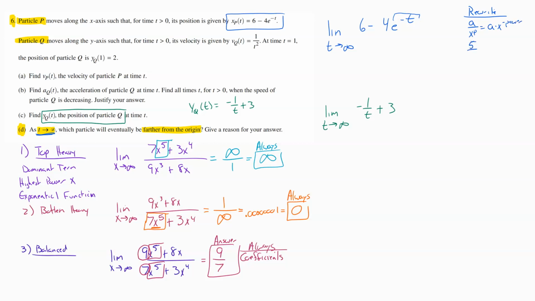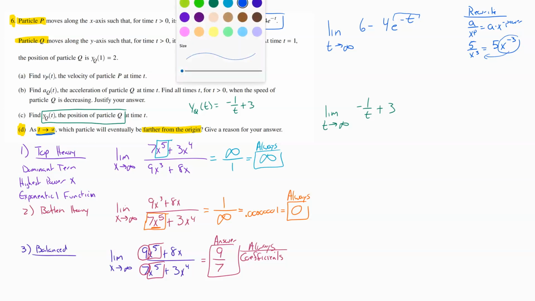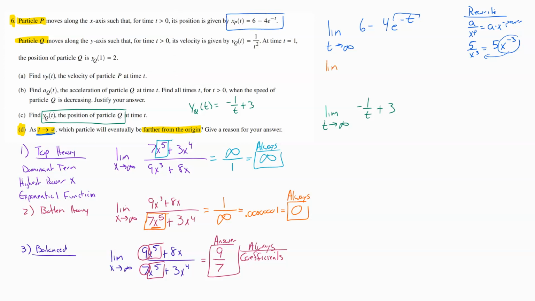So if you had like 5 over x to the third, you would rewrite that as 5x to the negative 3. When we're going to do some real algebra on it though, what you want to do is kind of undo that rewrite. Bring that negative exponent back down to the bottom. So if I undo my rewrite here on this one, I would get limit as t approaches infinity of 6 minus, the 4 stays up on top, but now my e to the negative t goes to the bottom, so e to the t, excuse me.